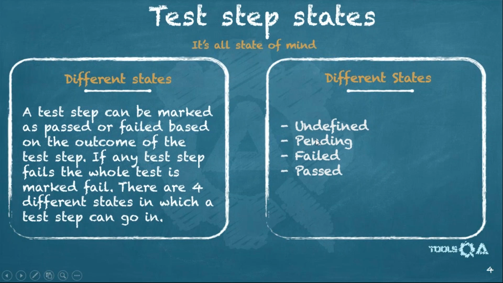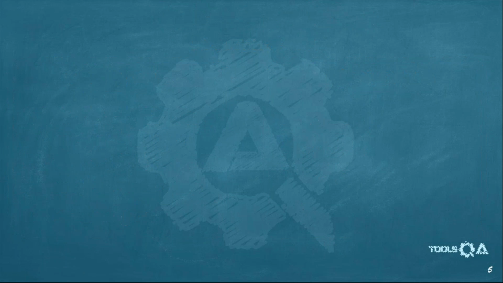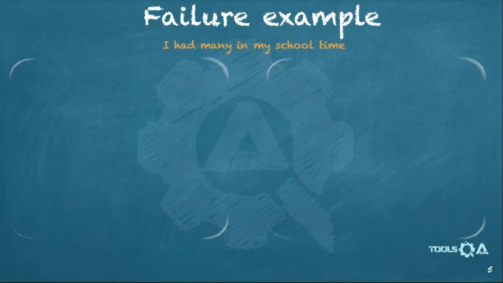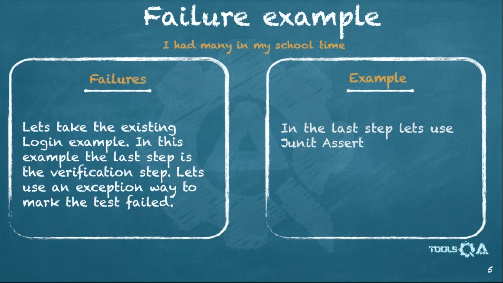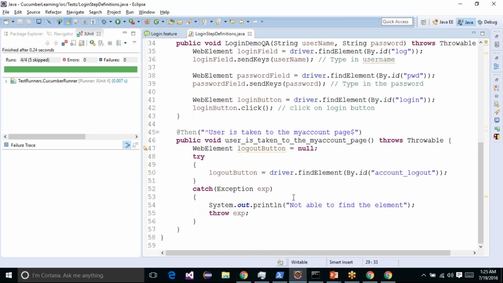Now, just to summarize, there are 4 states: undefined, pending, failed, and passed. We now know what these states are and how we can inform Cucumber that our test step is in any of the 4 states. Let us move on to the next slide and see what we have here. Failure examples. Taking the example of the login scenario, let us understand a better way of marking our tests as failed.